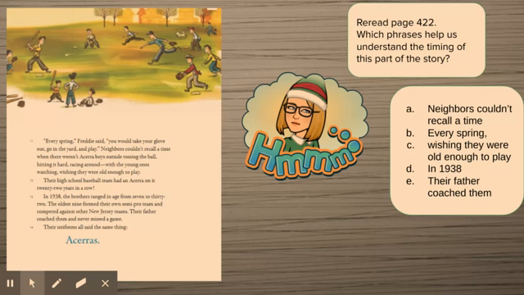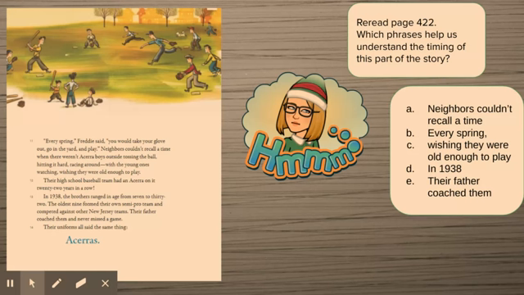So, every spring, Freddie said, "You would take your glove out, go in the yard, and play." Neighbors couldn't recall a time when there weren't a Sarah boys outside tossing the ball, hitting it hard, racing around, with the young ones watching, wishing they were old enough to play. Their high school team had an Sarah on it for 22 years in a row. In 1938, the brothers ranged in age from 7 to 32.